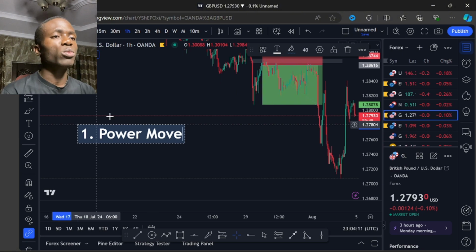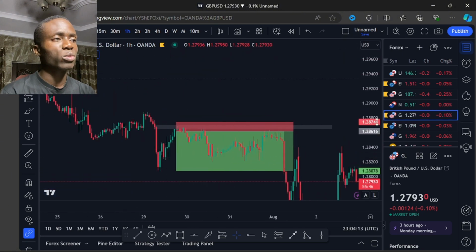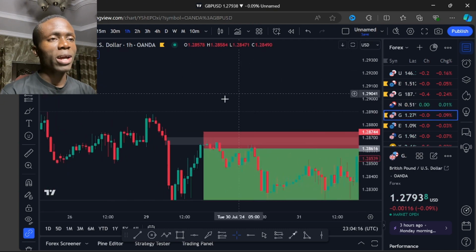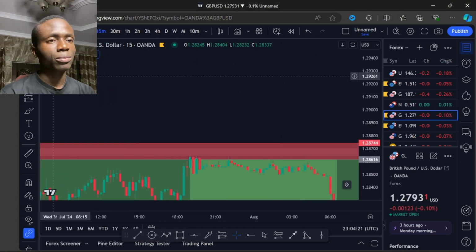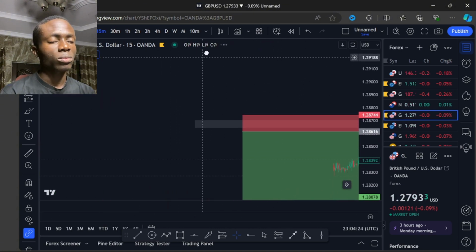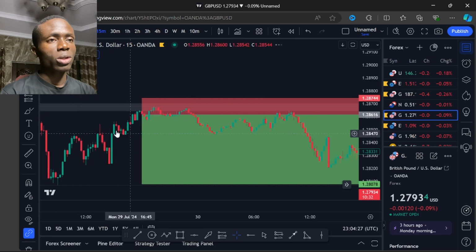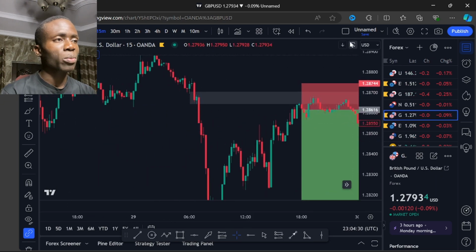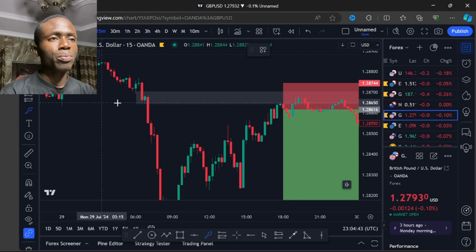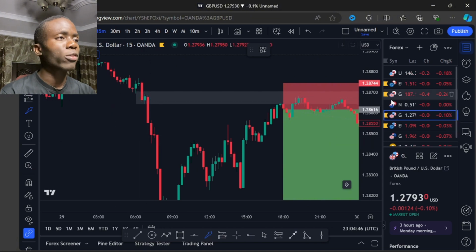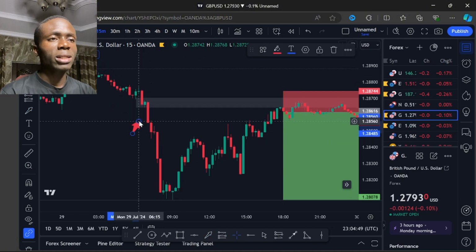Here's a typical example of what I mean by a decisive move. You see over here, I identified this place on the 15-minute time frame, so let me go over to the 15-minute time frame. Now take a look at this area here where I identified my supply level. If you look at it carefully, after the market printed the bullish candle in between these two bearish candles, you can see the heavy fall that the market created.